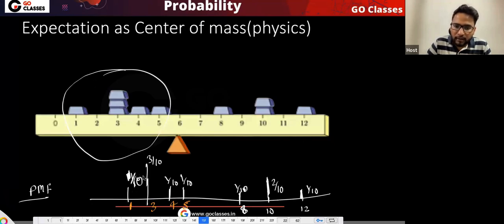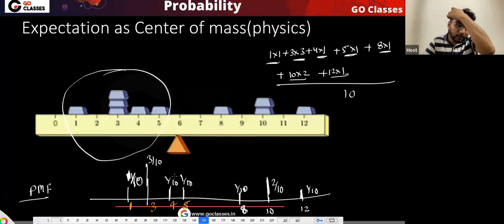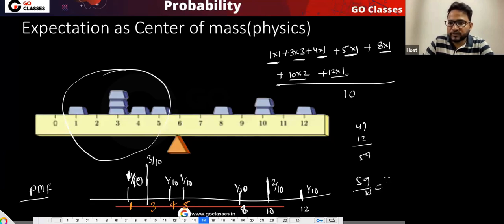Expectation will be 1 into 1 plus 3 into 3, like this. So 1 into 1 plus 3 into 3 plus 4 into 1. This is one term, this is another term, this is another term, plus 5 into 1 plus 8 into 1 plus 10 into 2 plus 12 into 1, upon 10. You just need to take an average like this. So it is 9 plus 1, 10, 14, 19, 19 plus 8, 27, and then plus 20, 47 plus 12, 59. 59 upon 10, which means 5.9 or almost 6. So the expectation will be 5.9.